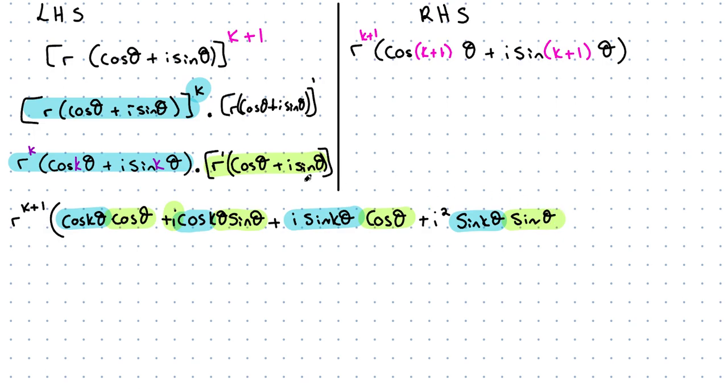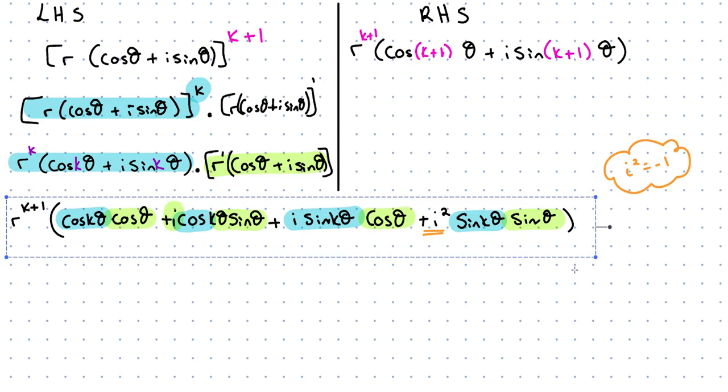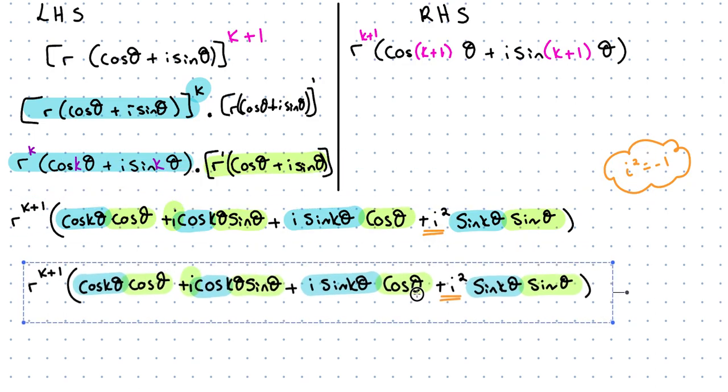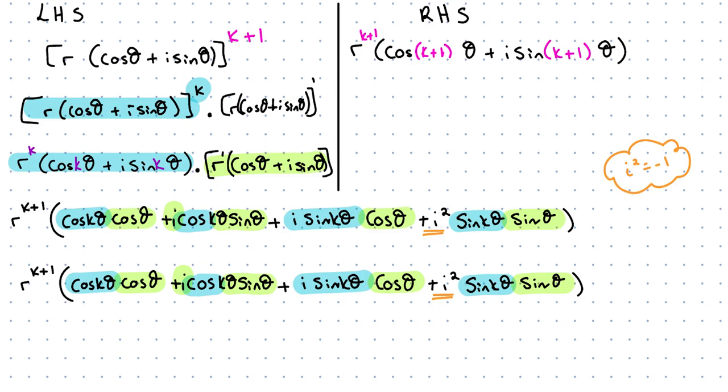Now, I'm going to tidy this up as much as I can. And what I notice is that there's an i squared jumping out at me. And what you'll hopefully know and remember is that whenever you have i squared, it's equivalent to minus 1. So I'm going to rewrite all of this out. And what I'm going to do is I'm going to change that i squared into a minus 1.